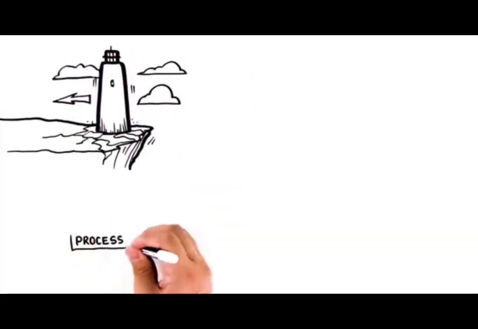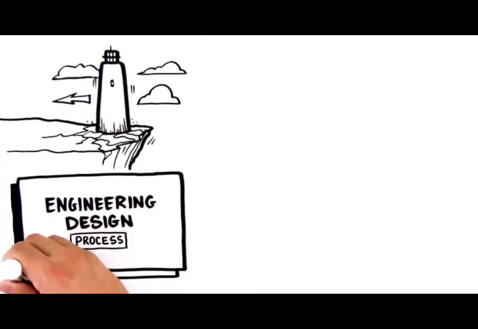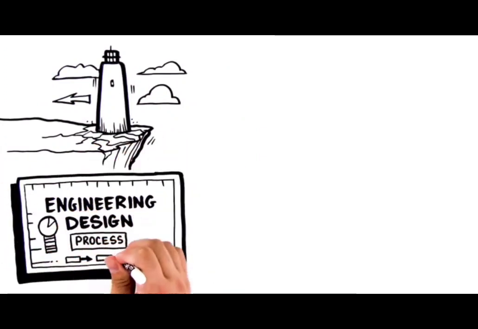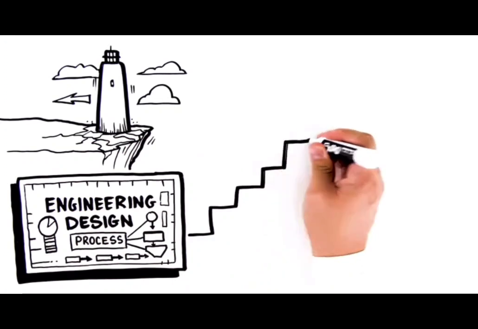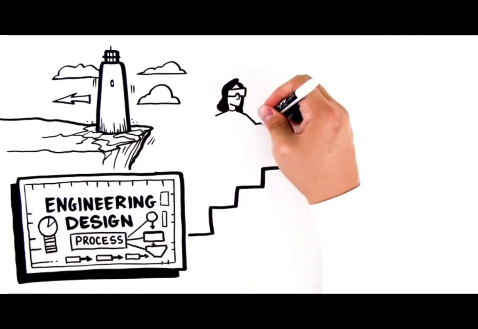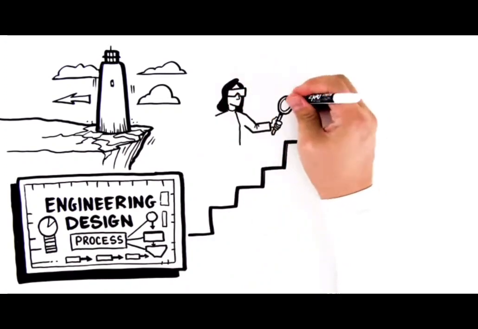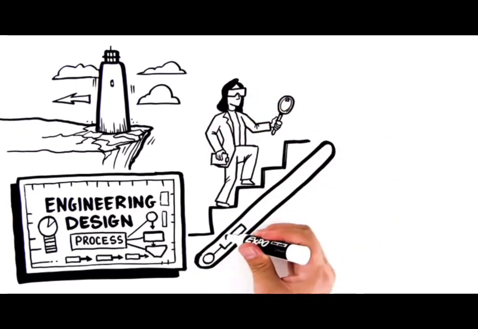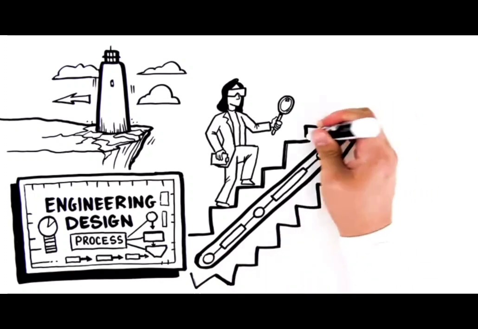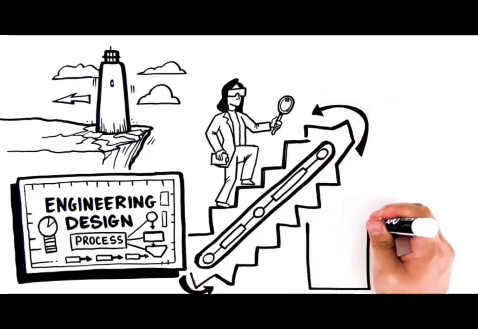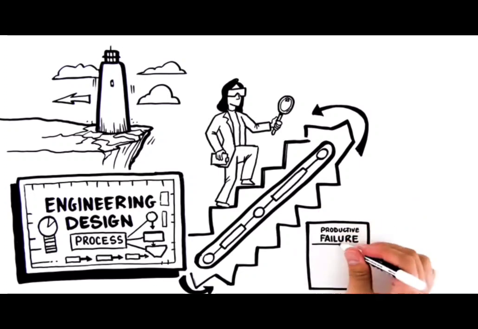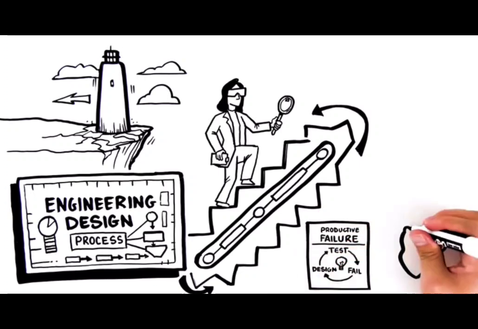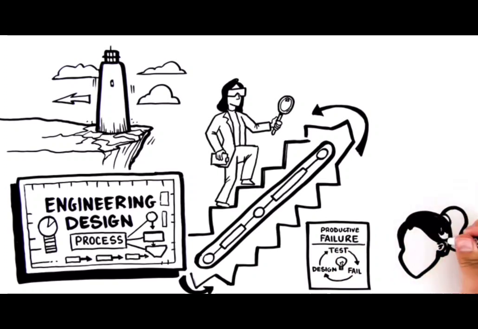Stuff we use every day. It's probably no surprise that they use a process, the engineering design process. The engineering design process is a series of steps that engineers use to guide the development of products and processes that improve our lives. This process is iterative, meaning they'll cycle through it multiple times, and failure is part of it. It's called productive failure, meaning engineers test, fail, and design over and over until they find the best possible solution. Engineers learn from failure and apply what they learn to their redesigns.